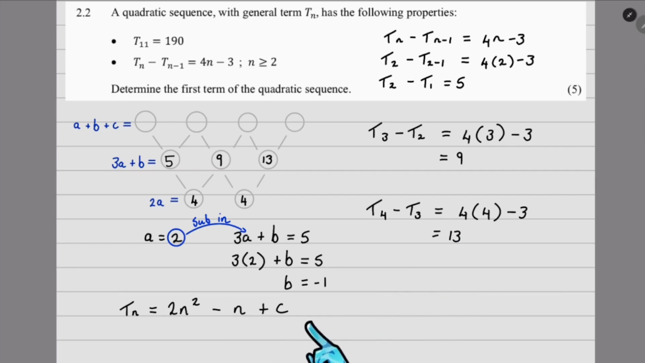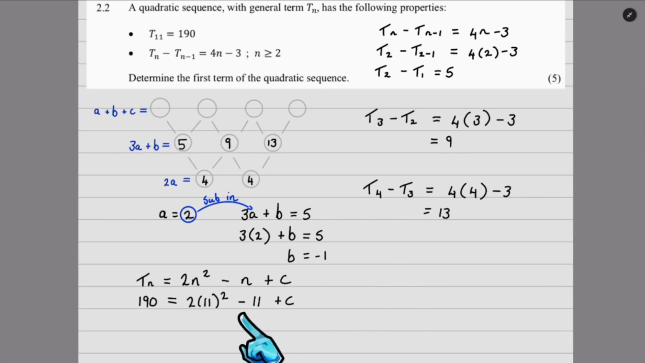And now we're running into a bit of a problem. We don't have the C value, and we have no way of getting it from this. So we're going to use this to get it. Term 11 has a value of 190. So we're going to pop those in here. The 190 will go in here, and the 11 goes in n's place. And then once we pop those in, we just need to solve for C. So I'm literally going to type this into my calculator. I don't want to do mental maths and take a chance.